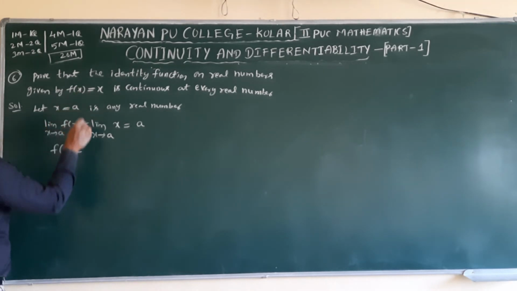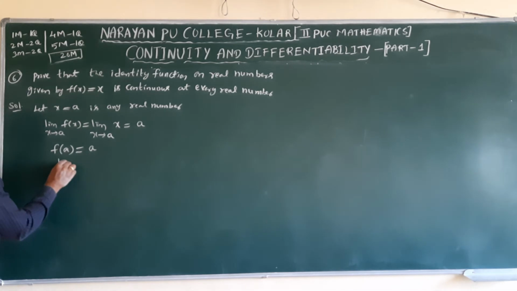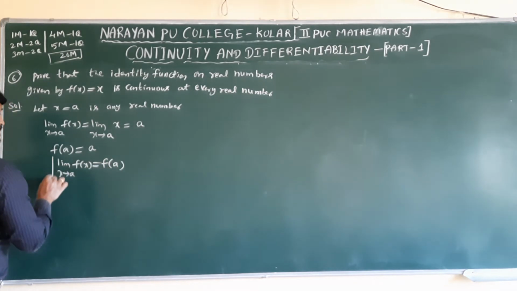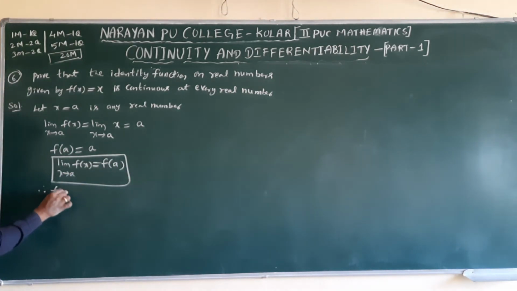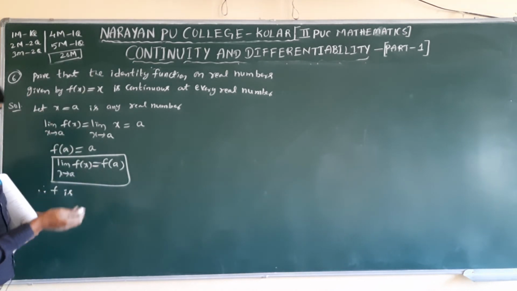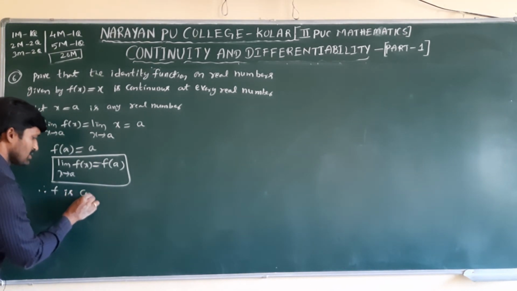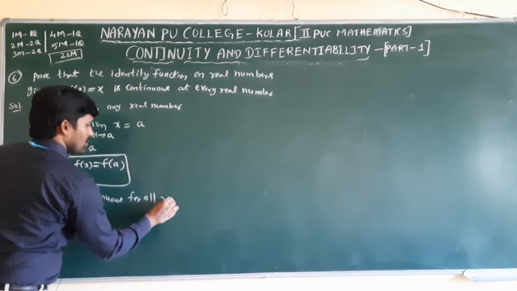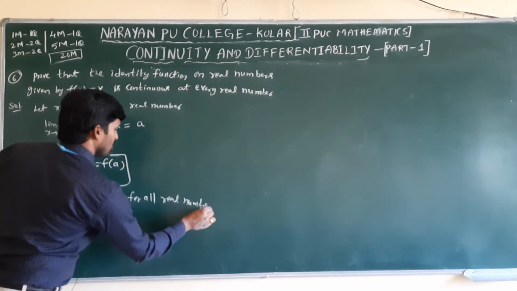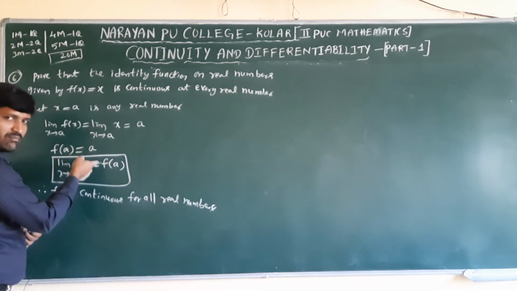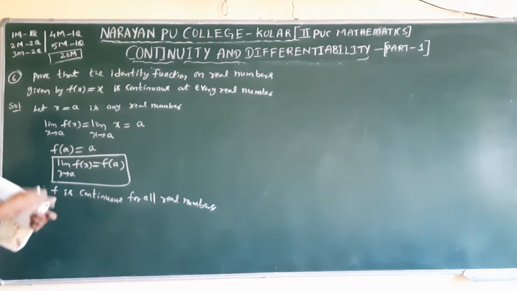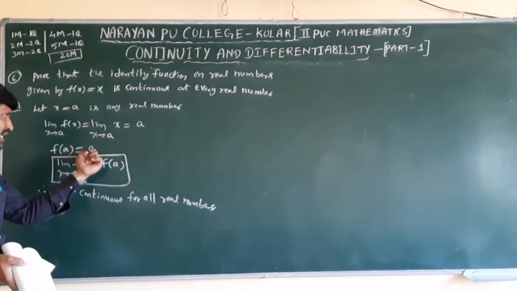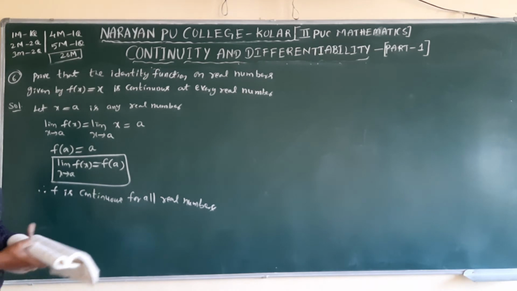X is equal to a means what? This also, a will come. So both are equal. Limit x tends to a of f of x is equal to f of a. So both are equal here. That's why, therefore, f is continuous. A is any real number, meaning set of real numbers. Now here f is continuous for all real numbers. At 1, 1 will come. At 2, 2 will come. Because it is which function? Identity function. So any real number you take, you will get both equal, the limit value and the functional value.